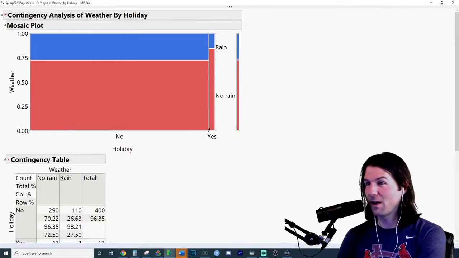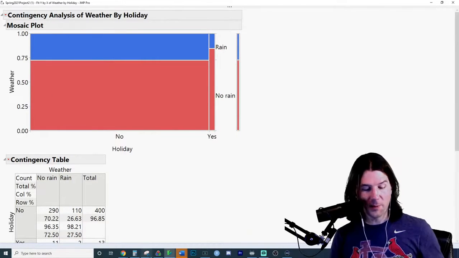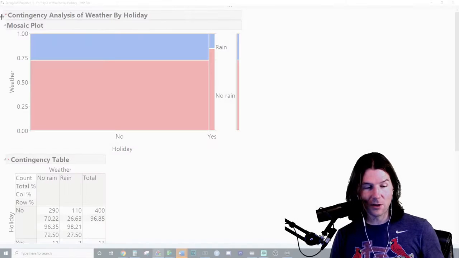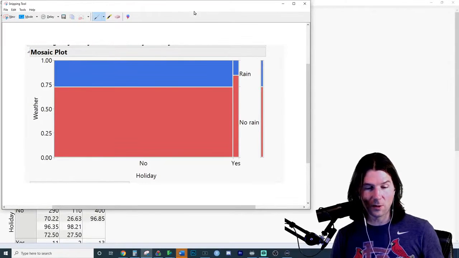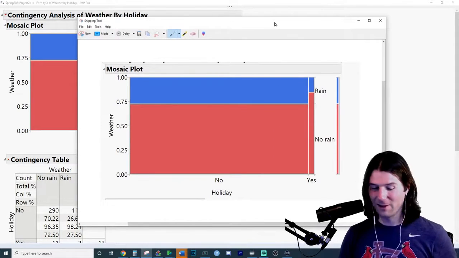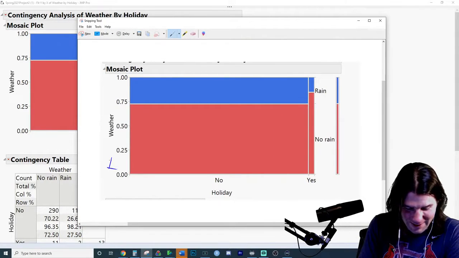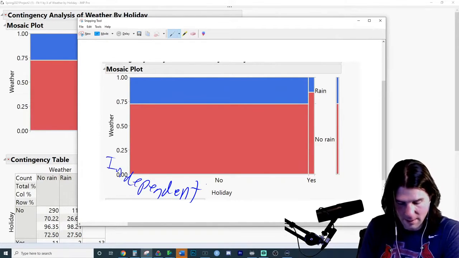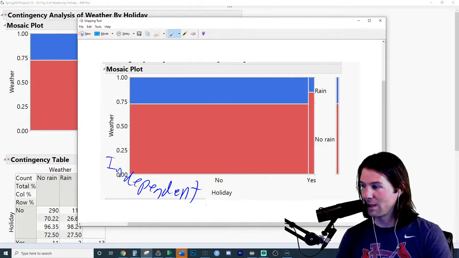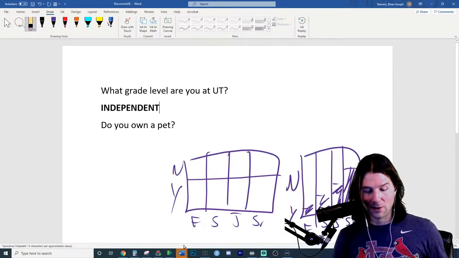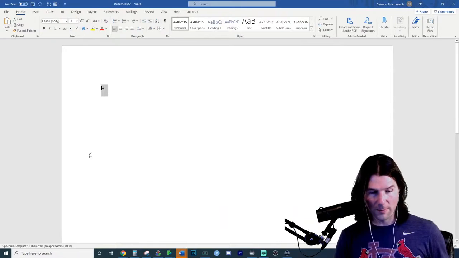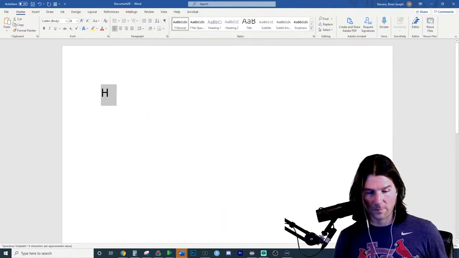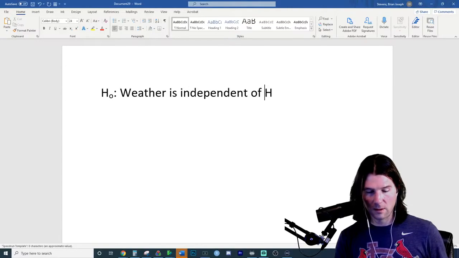So is weather independent of holiday? All you do, and I want to repeat this again and again, the way to know this instantaneously when you see a graphic like this, is we just write independent. The null hypothesis is weather is independent of holiday. That's it. So you go right here and you just do the null hypothesis: weather is independent of holiday.